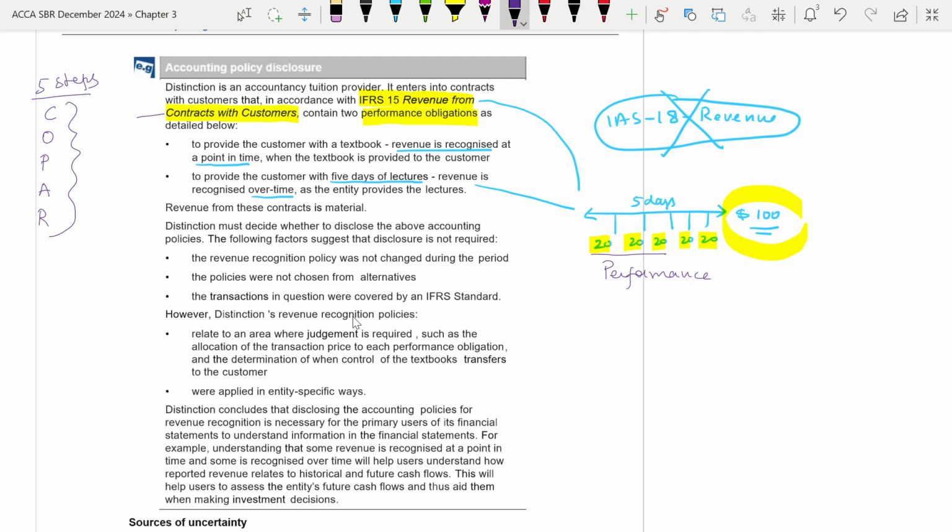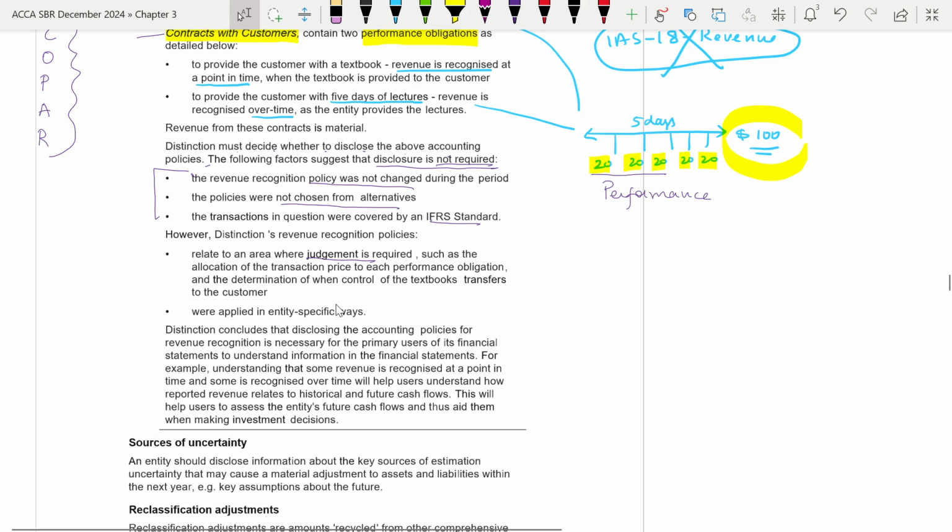Whether to disclose the policy. The following factors suggest that disclosure is not required. We must decide whether to disclose the above accounting policy, whether we should disclose or not. Following factors: the revenue recognition policy was not changed. When the policy is not changed, you should not disclose. The policy was not chosen from alternatives, you should not disclose. The transaction in question was covered by IFRS, we should not miss. If there is consistency, we should not disclose. But relate to the area where judgment is required, such as transaction price for the performance obligation with respect to the control of the asset.